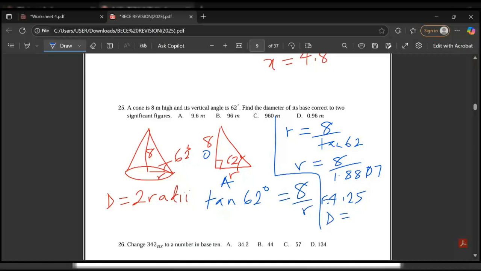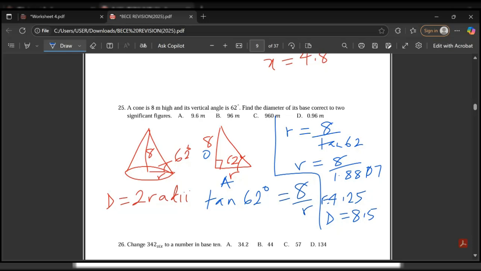So the diameter equals 8.5, which is not in the options. What's happening? So this answer, 8.5, correct to two significant figures. That should be 8.5. That might be a typographic error from us here.